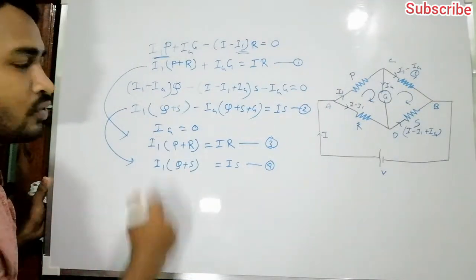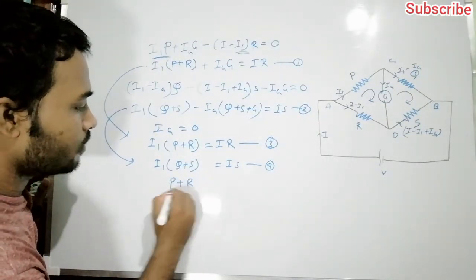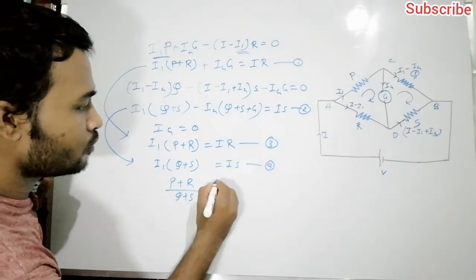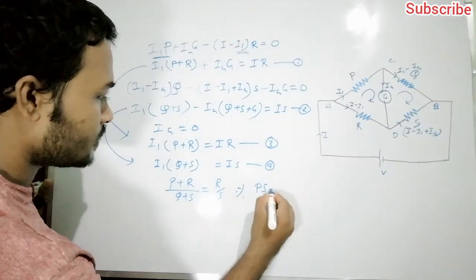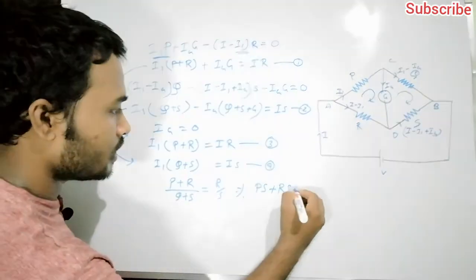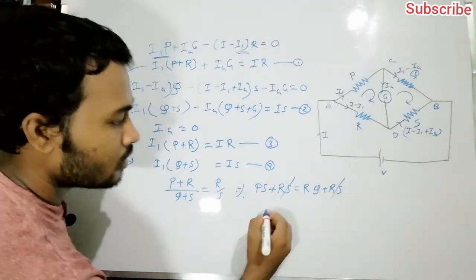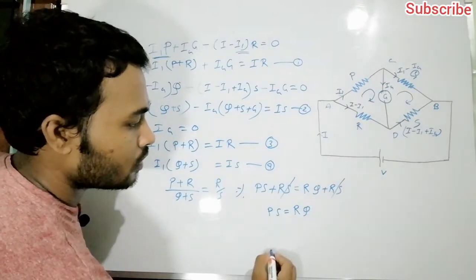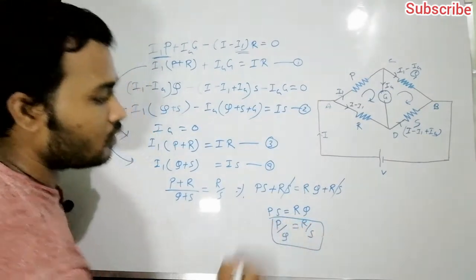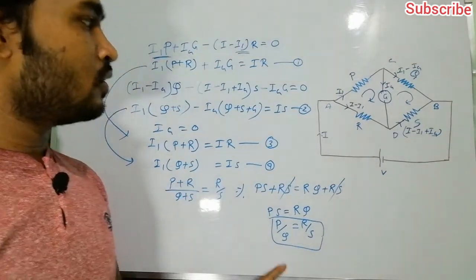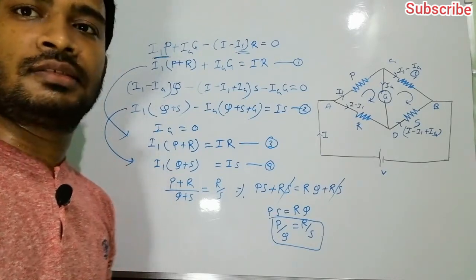If we divide equation 3 by equation 4, we can write (P plus R) by (Q plus S) is equal to R by S. So PS plus RS is equal to RQ plus RS. So RS cancels, and PS equals RQ. Again we can write that P by Q is equal to R by S. So we got the relation for the null condition by applying KVL.